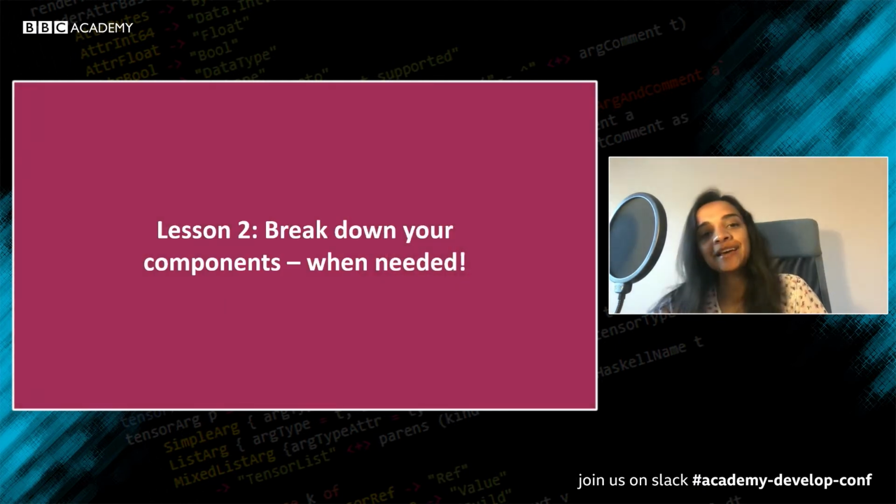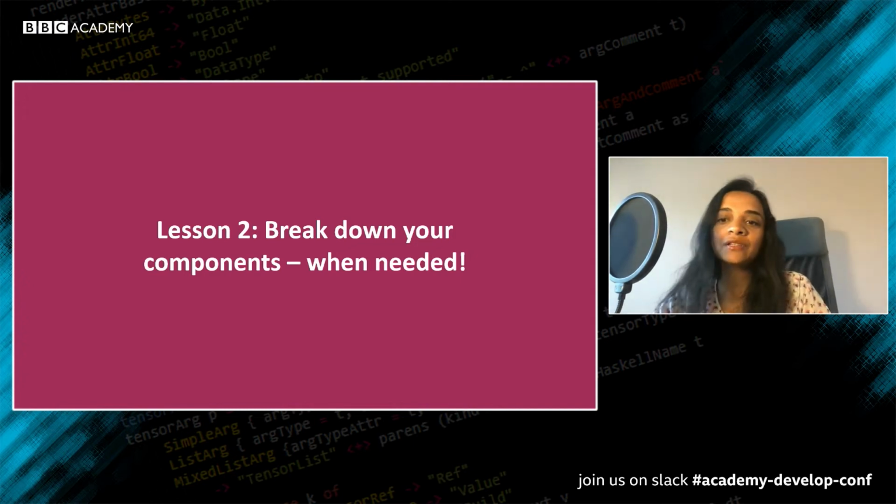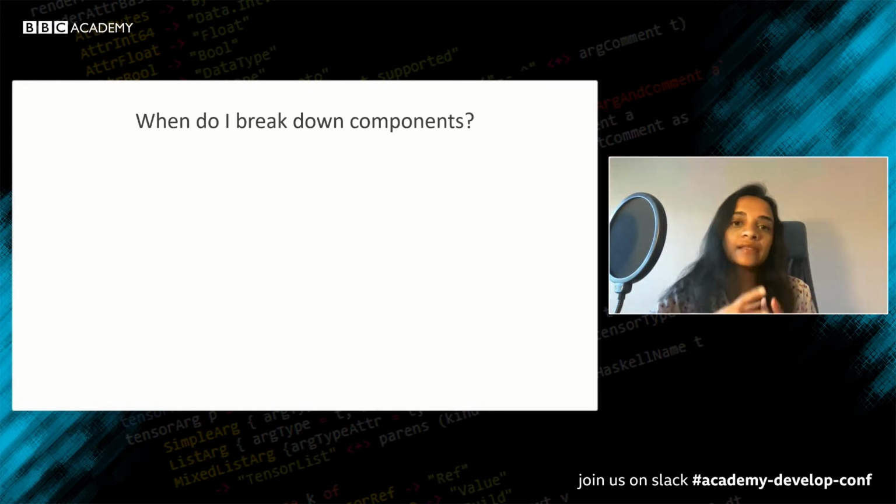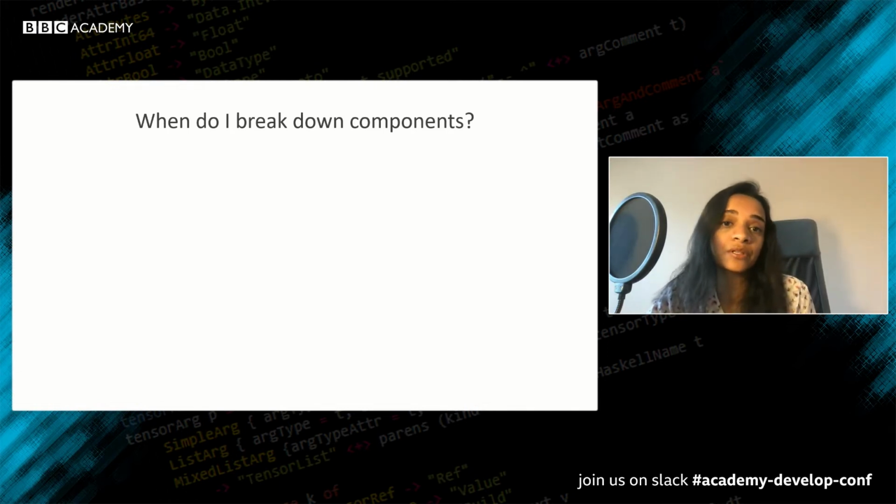Lesson 2 is break down your components when needed. Now, there are 2 ways to write your React applications. You can have one giant component, right? And nobody's stopping you from having a humongous component for your application, but it's not ideal. We'd want to split up our component as much as we can. At the same time, it is a layer of abstraction, right? So we don't want to split up the components to the point that it is costing you something.